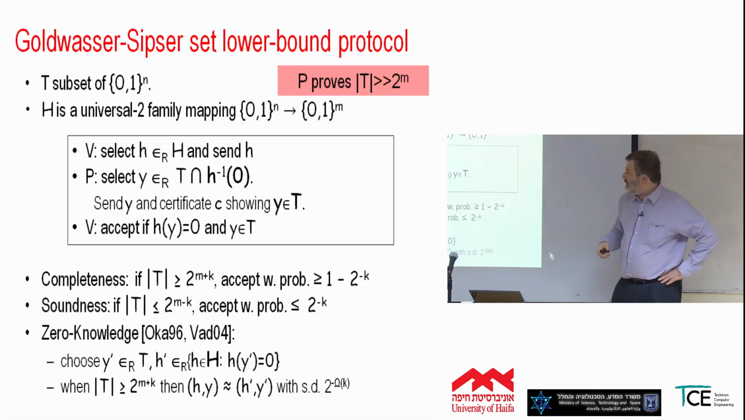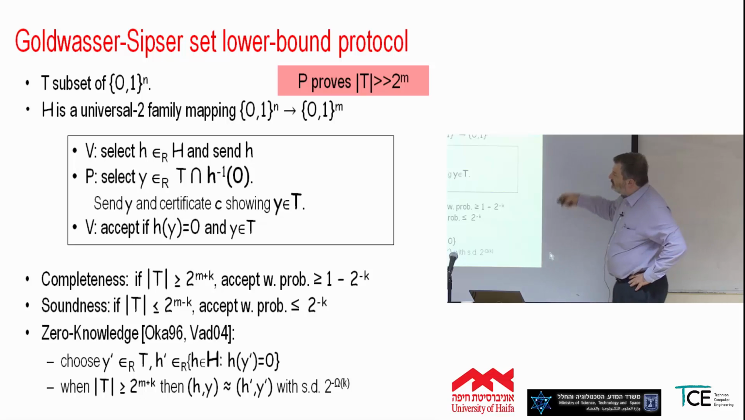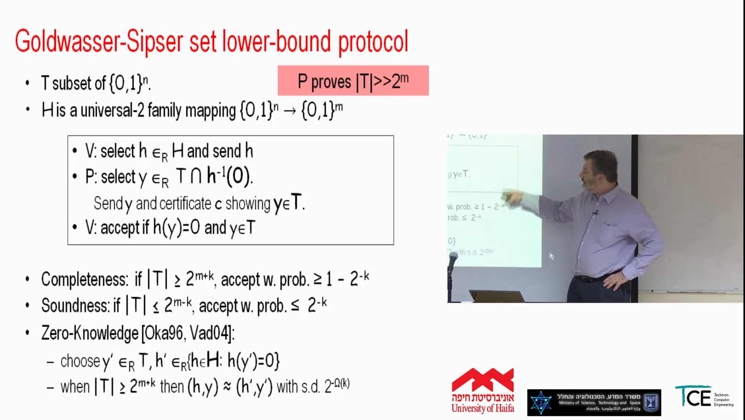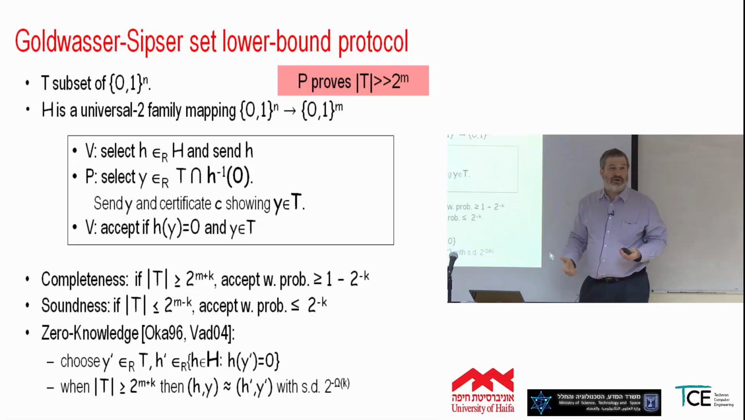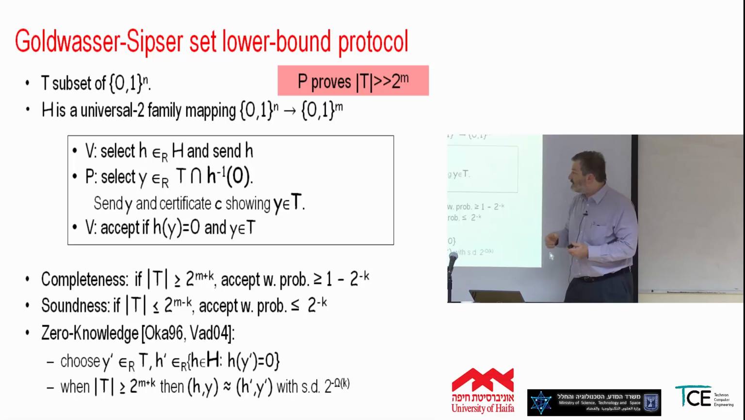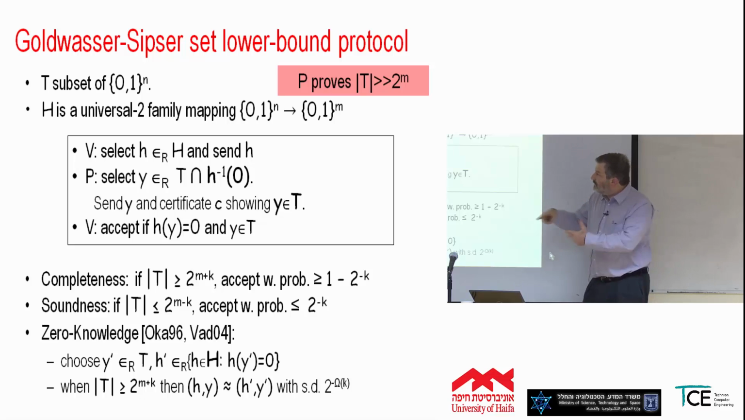Why is it zero knowledge? Okay, completeness: it's not perfect completeness, but high completeness. Soundness: well, if the set is very small, you're just not going to find a Y with H of Y equal to 0. And you can show it using simple properties of universal 2 hash families. But why is it zero knowledge?